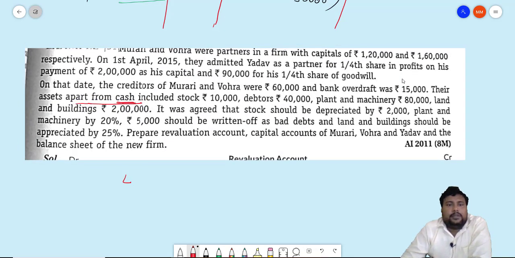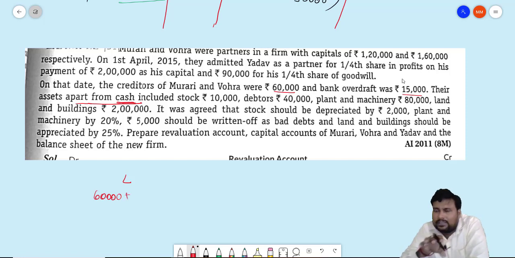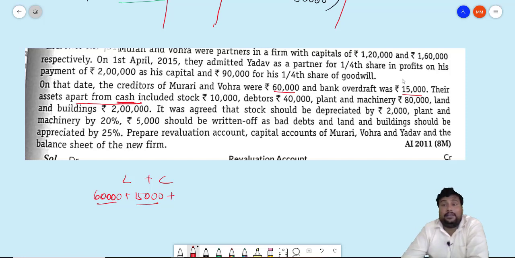Take here all the liabilities. How much liability do we have? We have two liabilities, 60,000 and bank overdraft 50,000. So 60,000 is the liability of creditors. Actually we are doing the accounting equation. You know assets is equal to liability plus capital. So liability: 60,000 is creditors, 50,000 is overdraft. In capital we have 1,20,000 plus 1,60,000. Is equal to assets.